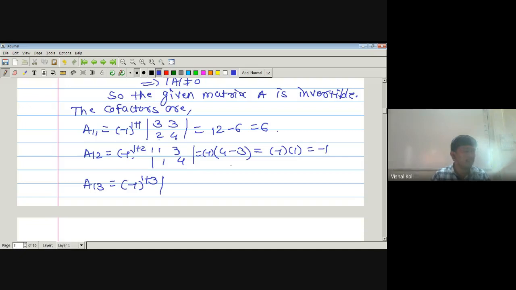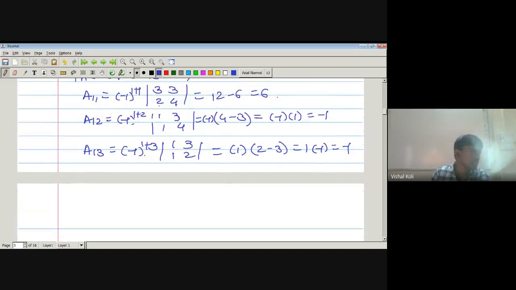Its minor is |1 3; 1 2|, which is equal to (-1) to the power 1+3, which is 4, an even power, so the sign will be plus. It is nothing but 1 into (2 minus 3), which is 1 into minus 1, and it's minus 1. So 6, minus 1, minus 1 are the first entries.